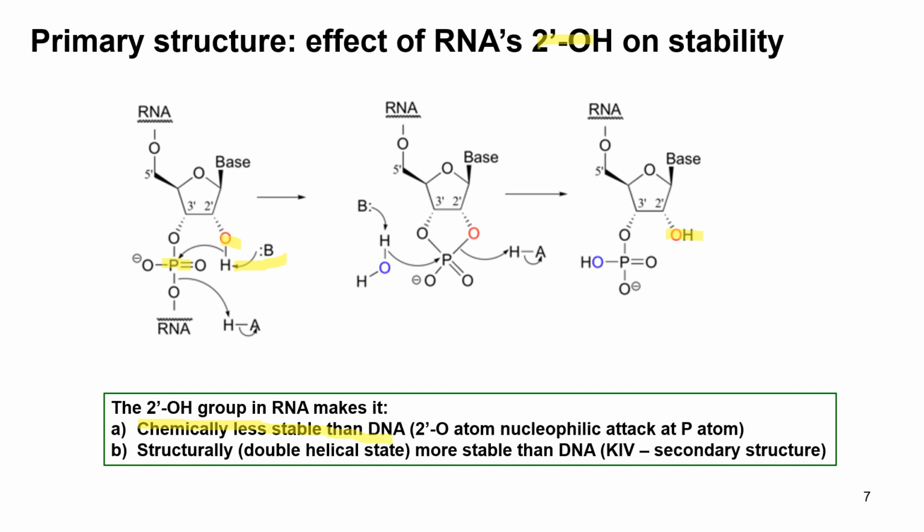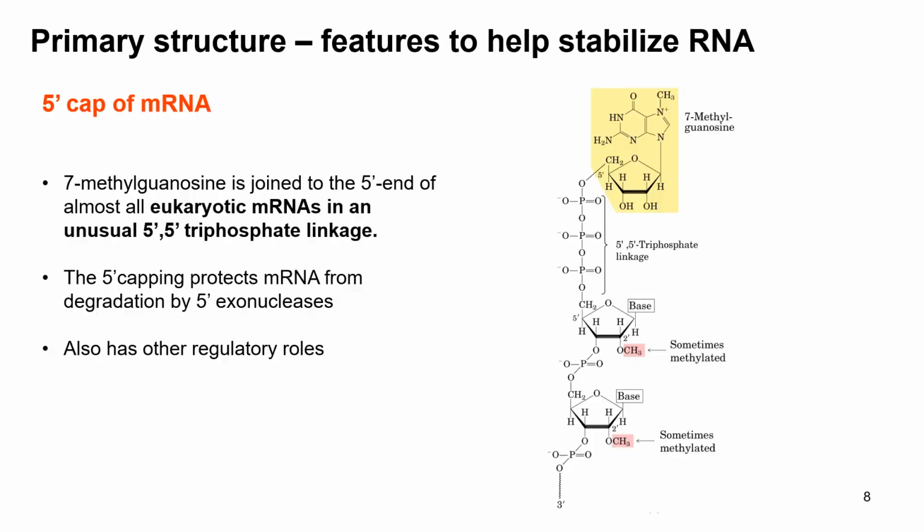However, because of the same 2' OH group on the ribose sugar, in the double helix form, the RNA double helix is thermodynamically or structurally more stable than the DNA double helix. And we will revisit this when we talk about secondary structure later. There are some features that help to stabilize RNA.